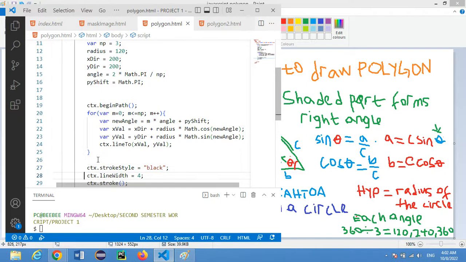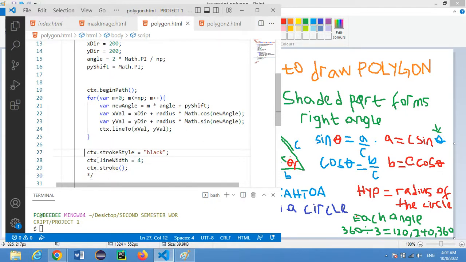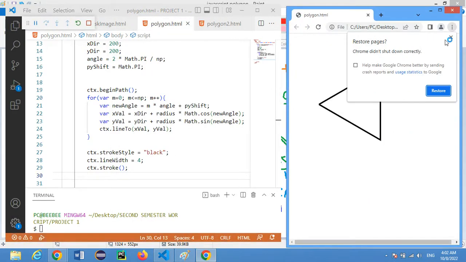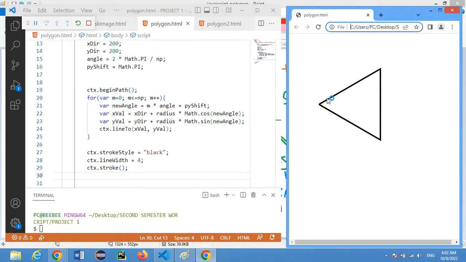Then finally, we want to make our stroke style, which is the outline of the line, black. We want to increase the width of the line to 4, so there we use the canvas API property lineWidth. Then to apply our stroke style, we use ctx.stroke. So let us run the code and see the output. Yes, it has generated the triangle for us.